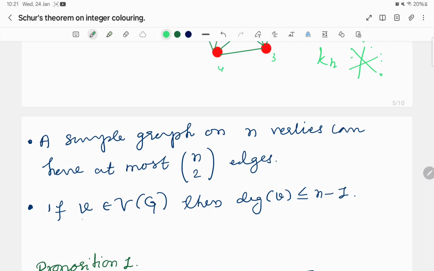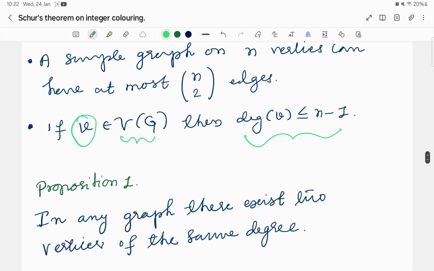Also note that in a graph G, if you take a vertex, the degree is at most n-1, because in a complete graph, a particular vertex is connected to all n-1 of the other vertices, so the degree is n-1. So the neighborhood can have at most n-1 elements, exactly n-1 if it is a complete graph. So the degree of a vertex is at most n-1. It is equal to n-1 when the graph is a complete graph.